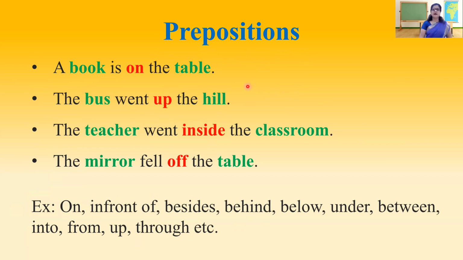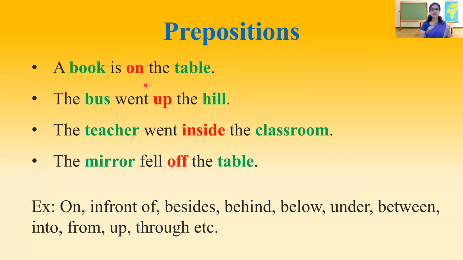So here I'll read one example. A book is on the table. A preposition gives you the relationship between two things. A book is on the table. "On" gives you the relationship between the table and the book.